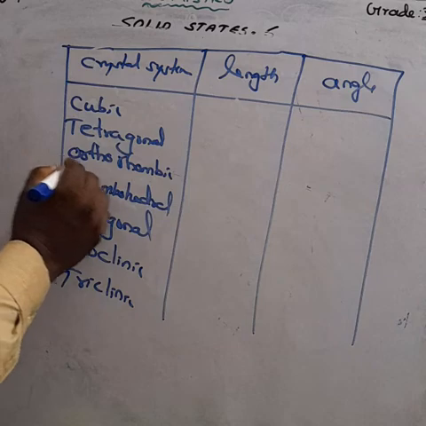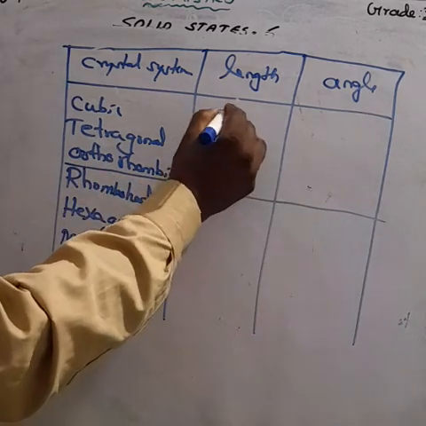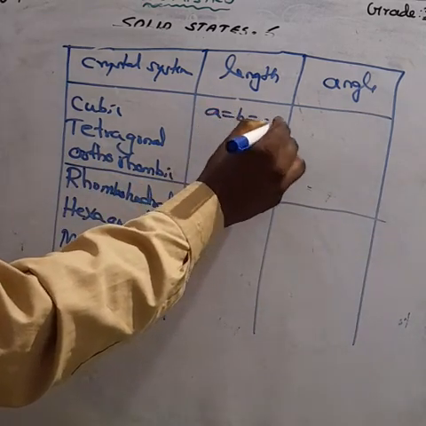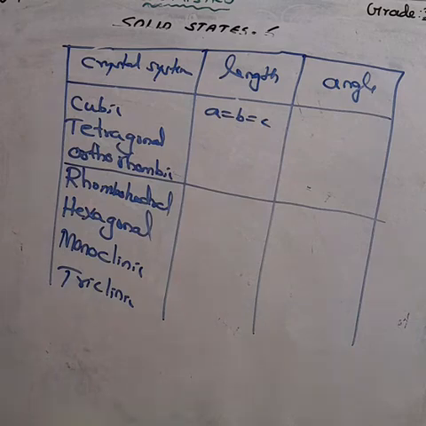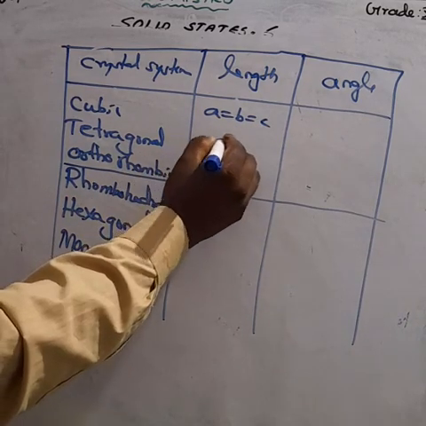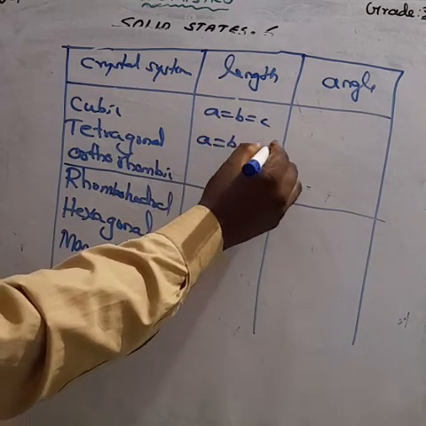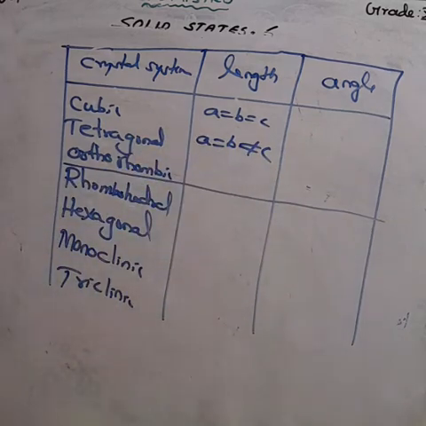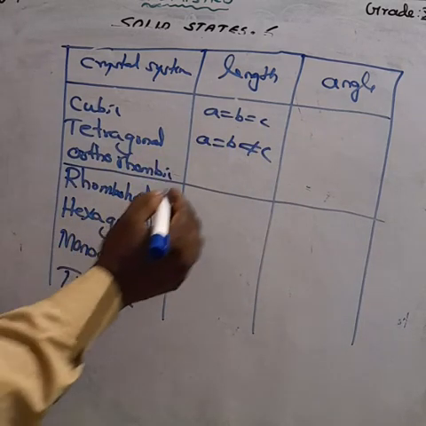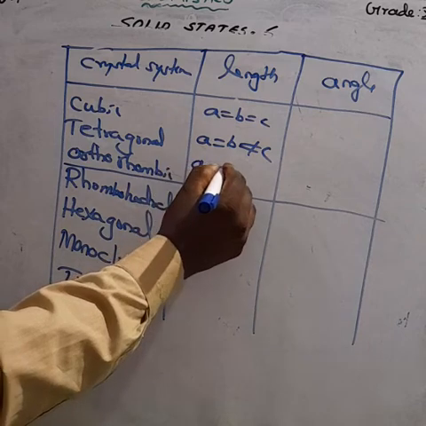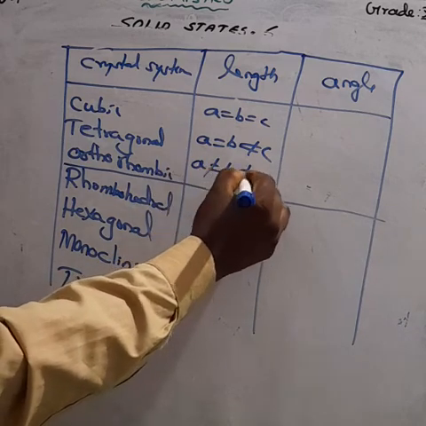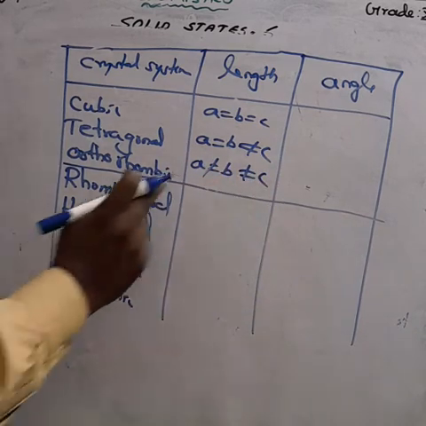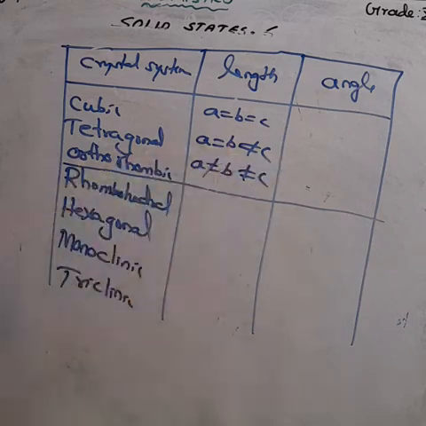A is equal to B, B is equal to C. That is the first one, cubic. Second one, A is equal to B, B is not equal to C. Clear? Third one, A is not equal to B, B is not equal to C.